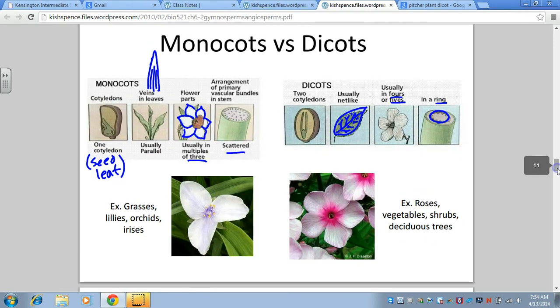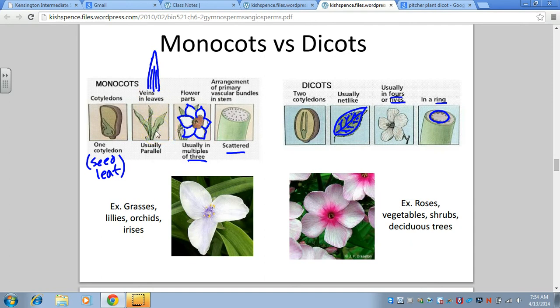And there's pictures just like this in your book, but there are other key things that you can look at. If maybe one feature you can't really see, then you can look at the other features to compare them. So, monocots, we said, have one cotyledon or one seed leaf, whereas dicots have two. Now that you can't usually see unless you're taking them and dissecting them right early in their development.